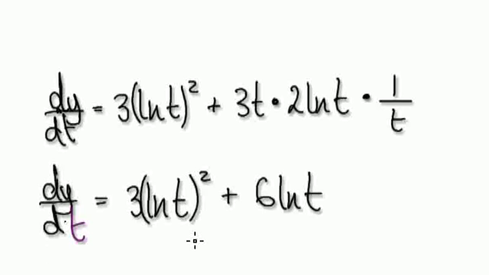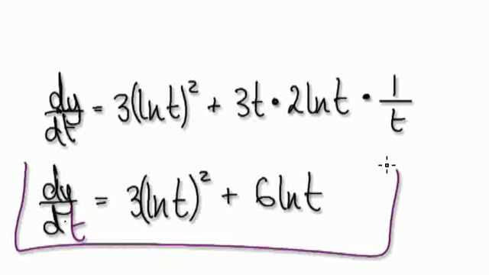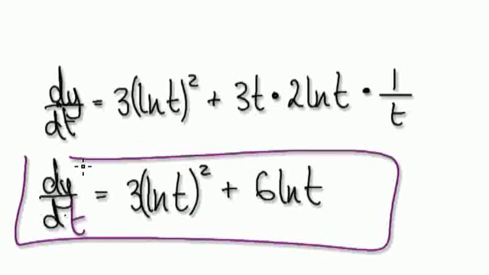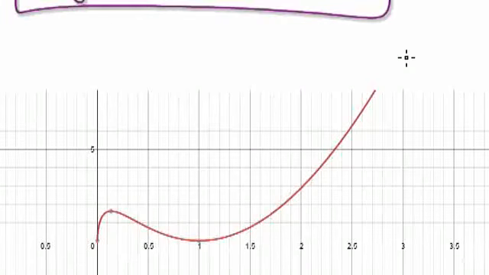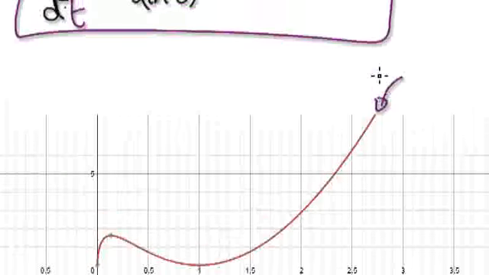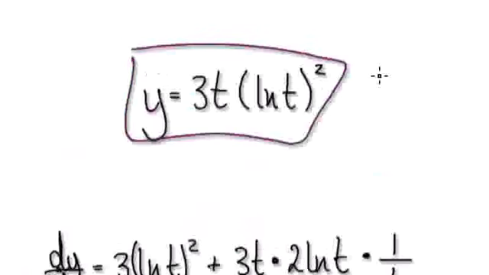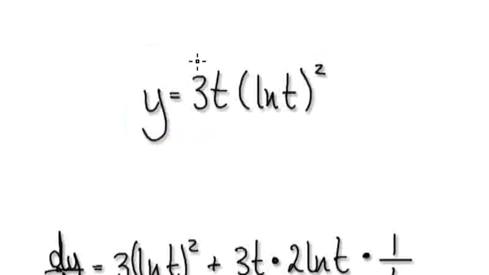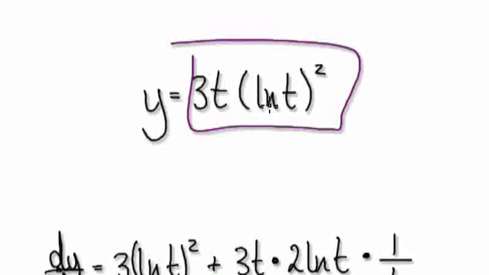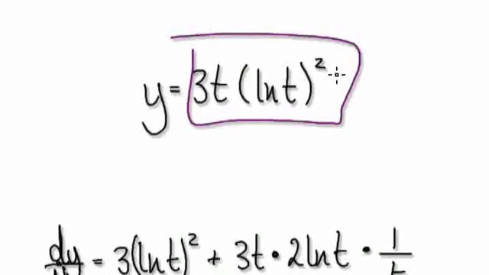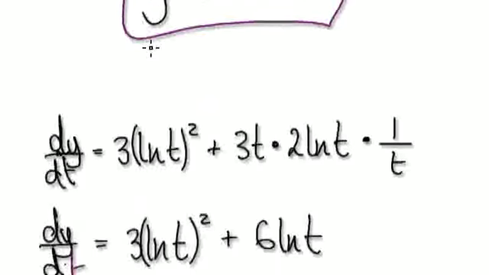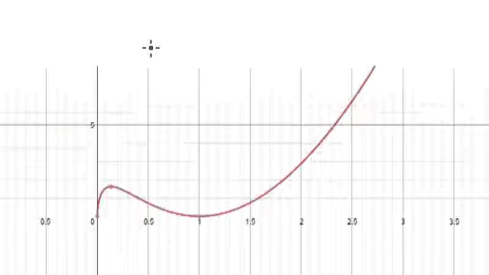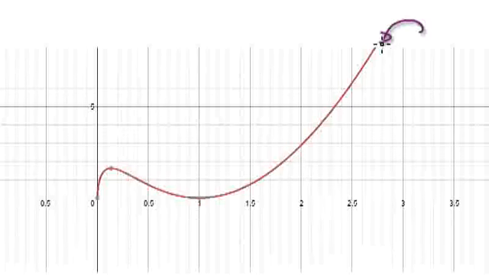So get yourself a graph plotter. So dy by dt equals this here. Now get yourself a graph plotter and plot the graph. This is your normal y here. So y was 3t times the natural log of t squared. So when you plot y equals that, it will then give you this.